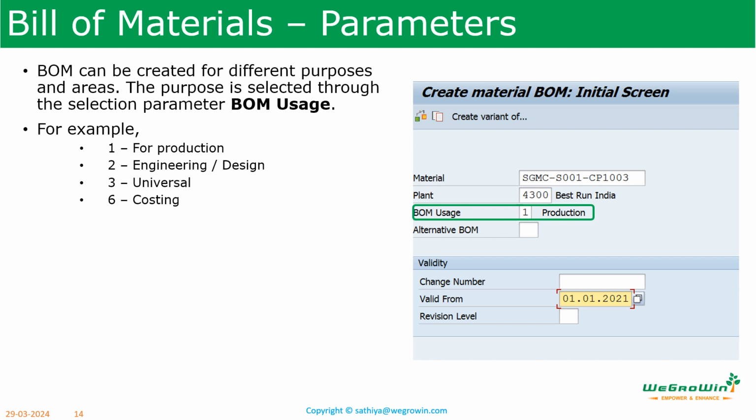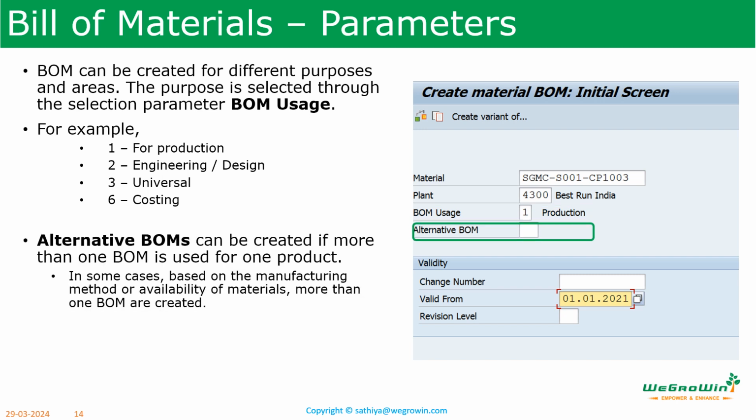Why do you need to enter BOM usage? BOM can be created for different purposes and for different areas. For what purpose are we creating this BOM? That we need to highlight. For that, this field BOM usage is used. For example, if you are creating the BOM for production purpose, use usage 1. If it is for engineering or design purpose, usage 2. If it is for universal purpose, usage 3. If it is created only for costing purpose, put the value as 6. So these are the different usages which are there. You can explore further possibilities in the system.